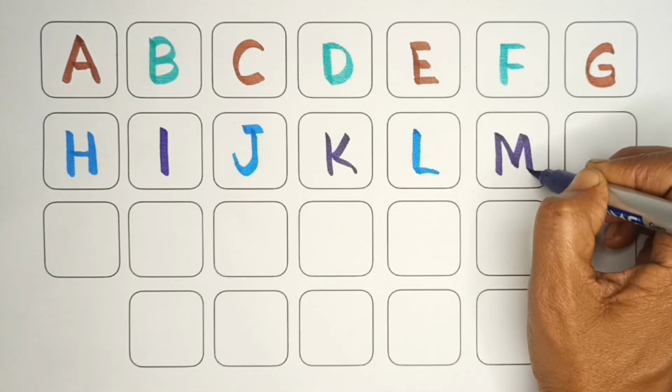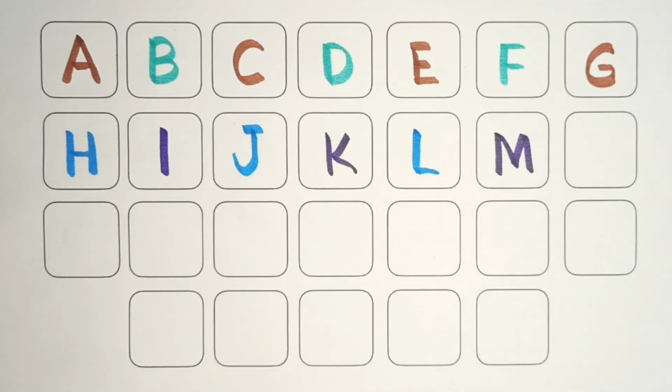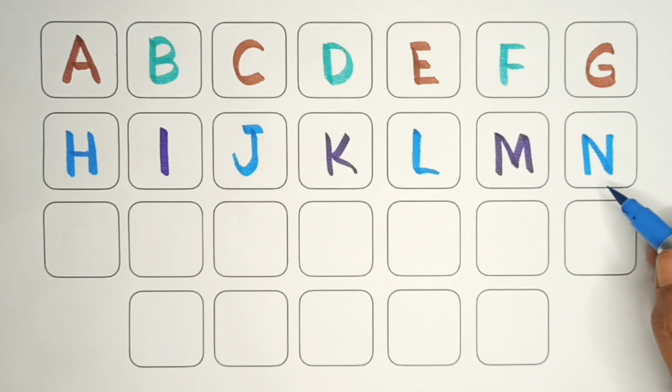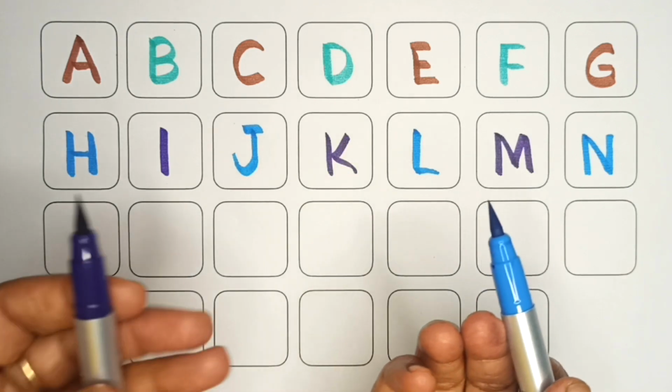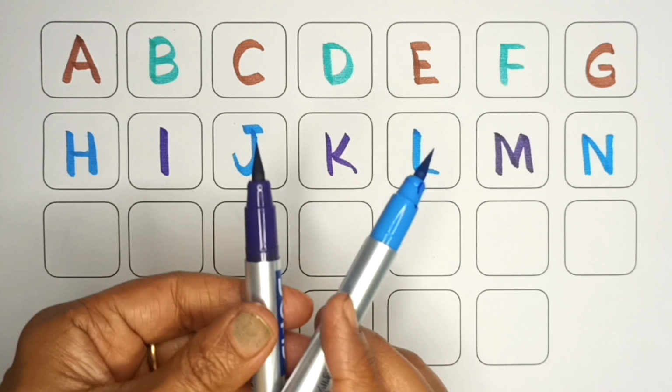M for monkey. N for nest. Sky blue color, violet color.